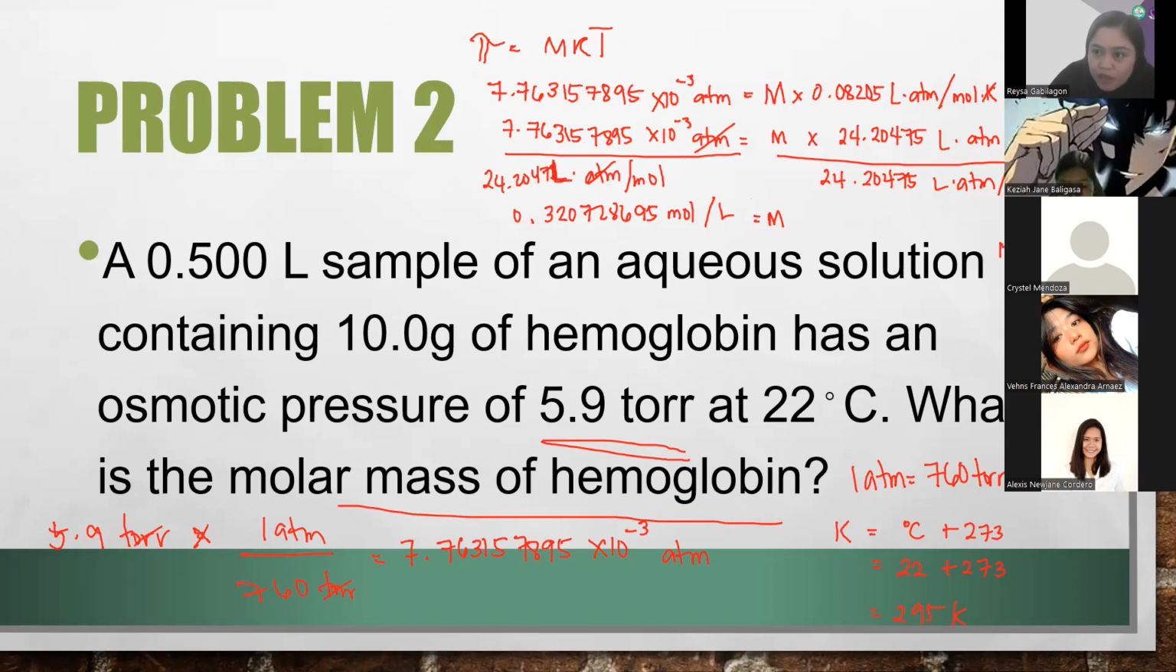So our molarity is equal to moles per liter. This is our formula. Now, we have a molarity of 0.32728,695 mole per liter, equal.